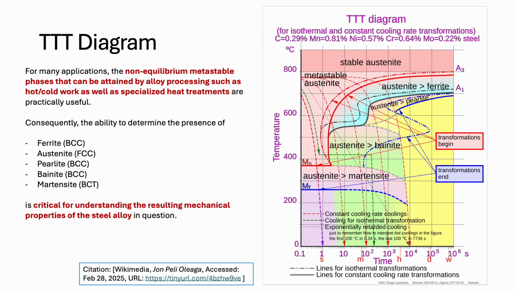Just to reiterate, we can attain these phases by processing. So we can perform hot or cold work, as well as some kind of specialized heat treatment. And these are all practically useful. Controlling and characterizing these different phases in your steel will then be critical for understanding the mechanical properties that you get out of it in the end.